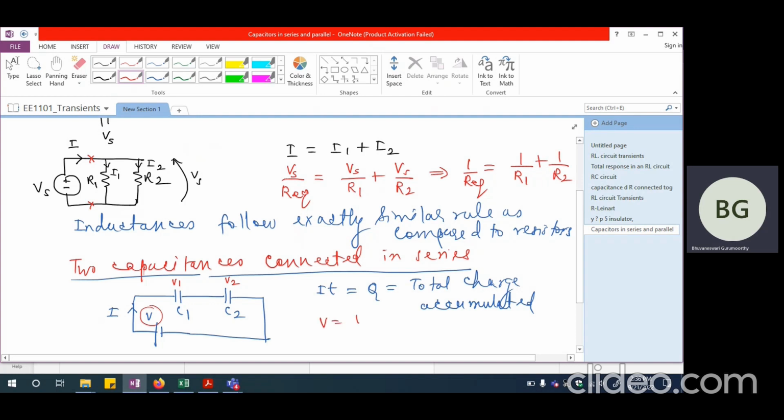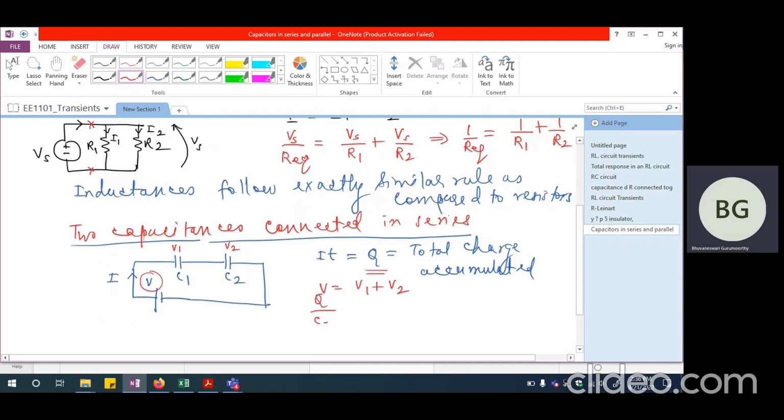So V is going to be equal to V1 plus V2. Okay, and you can say the total amount of charge supplied divided by whatever is the equivalent capacitance that is seen by the source itself. That is going to be equal to whatever is the charge that is accumulated divided by C1 and the charge accumulated totally divided by C2.